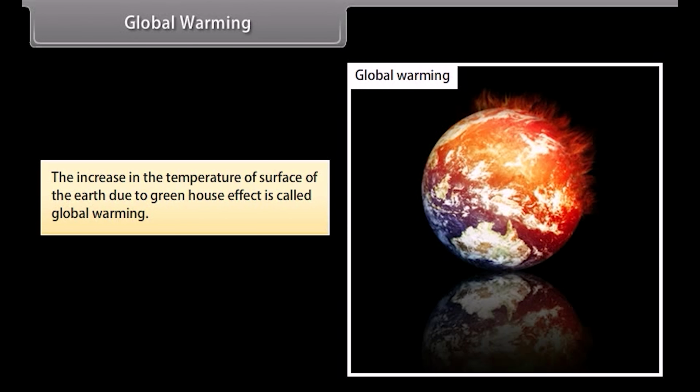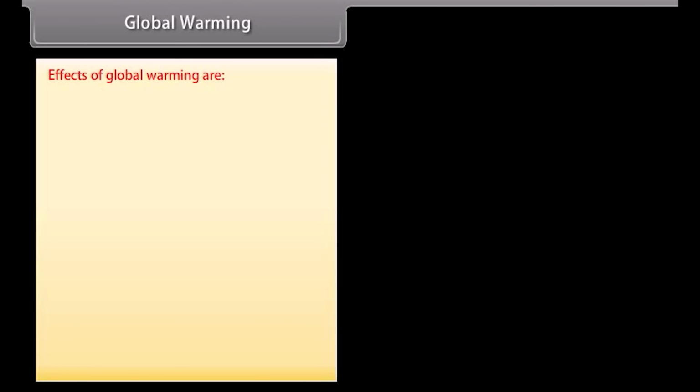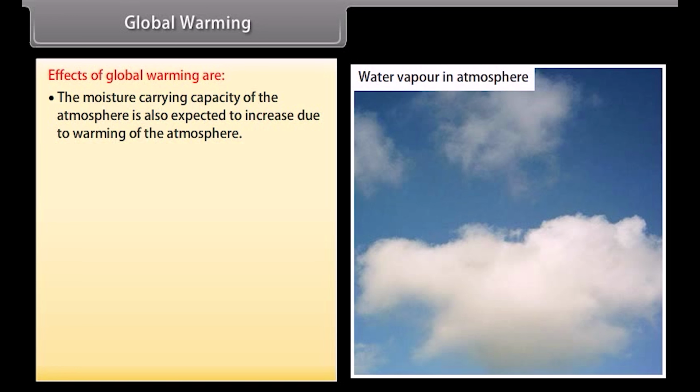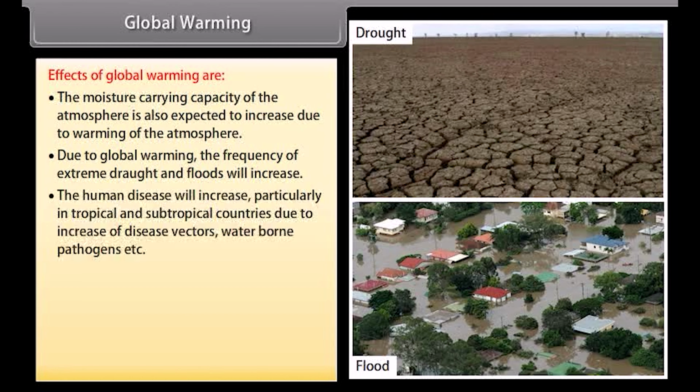Global warming. The increase in the temperature of the surface of the earth due to the greenhouse effect is called global warming. Effects of global warming are: the moisture carrying capacity of the atmosphere is also expected to increase due to warming of the atmosphere. Due to global warming, the frequency of extreme drought and floods will increase. Human disease will increase, particularly in tropical and subtropical countries, due to an increase in disease vectors, waterborne pathogens, etc.